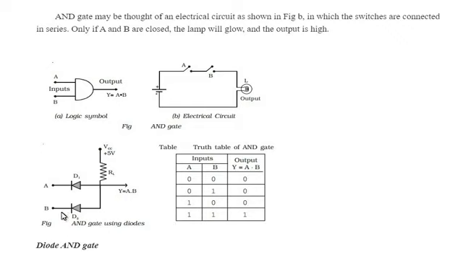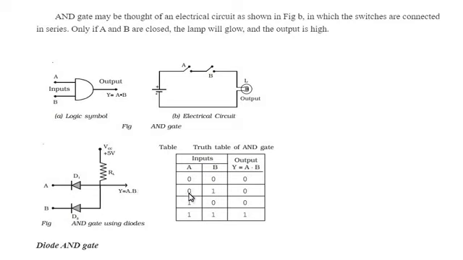Now let us check with the help of these two diodes whether the condition of AND gate is satisfied or not. If A is 0, B is 0, both these diodes conduct in forward bias direction. As both the diodes conduct in forward bias direction, therefore the complete voltage, this 5 volt VCC, is dropped across resistance RL. Therefore output will be 0.